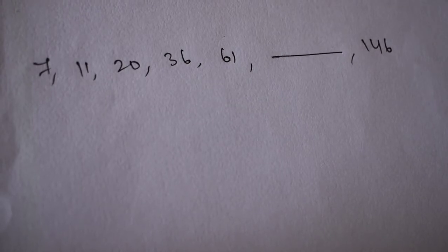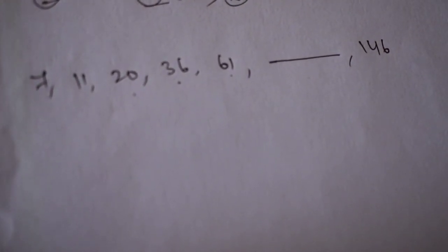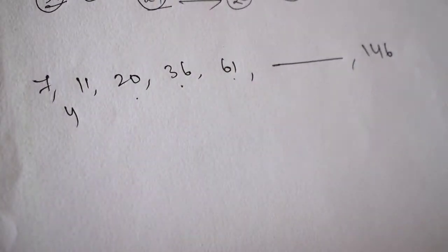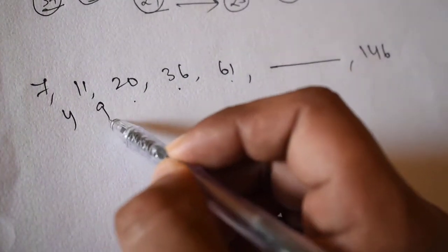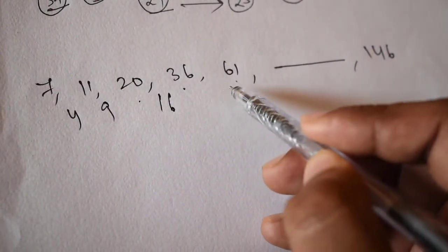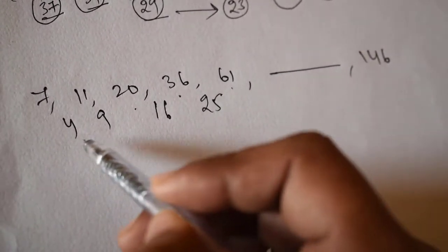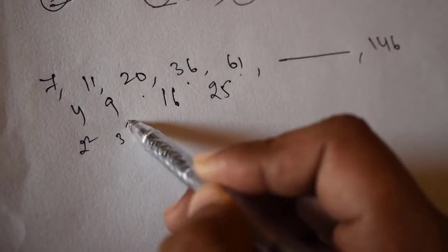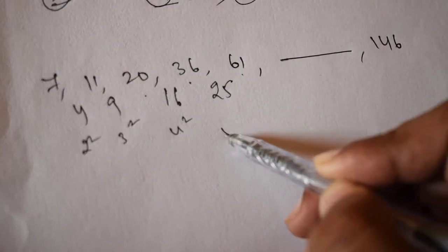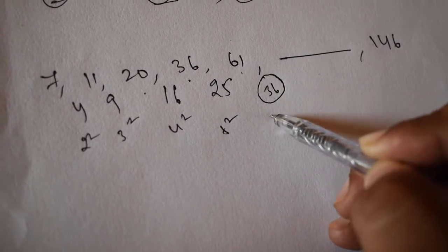Here is another example. 7, 11, 20, 36, 61, something and 146. When you see the difference between these numbers, between 7 and 11 it is 4. And 11 and 20, it's 9. 20 and 36, it's 16. 36 and 61, it's 25. So when you observe keenly, you can see it is 2 square, 3 square, 4 square, 5 square. So the difference should be 36, that is 6 square.